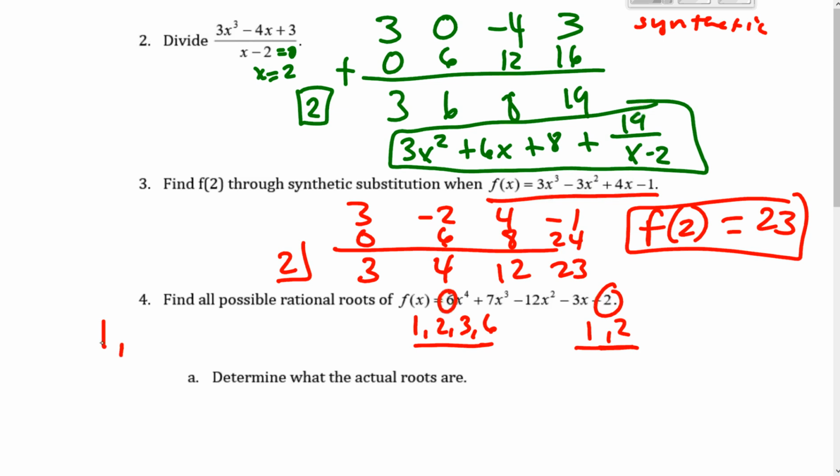So 1 over 1 is 1. 1 over 2 is 1/2. 1/3, 1/6. And then I'm going to take 2 and divide it by all of those. So that's 2 over 1, which is 2. 2 over 2, which is 1.